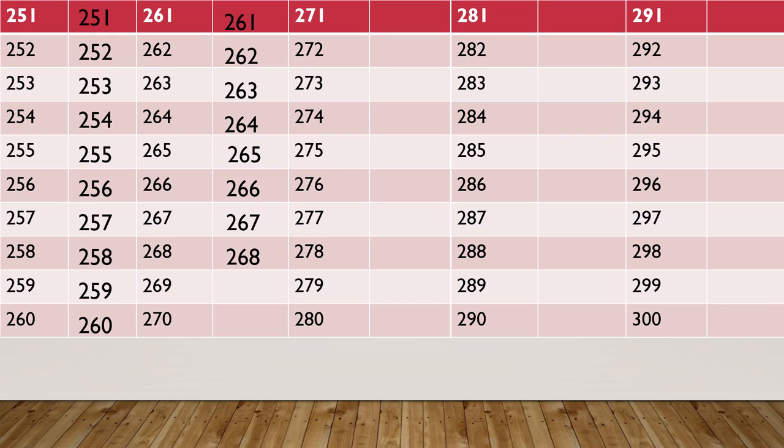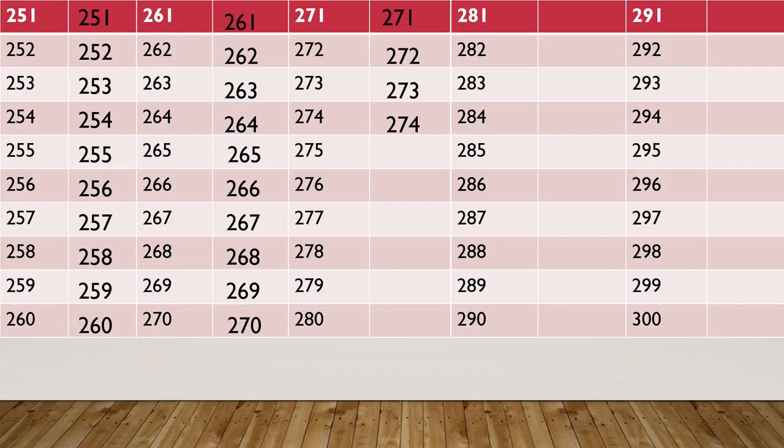Next is 269, then 269. Next is 270, then 270. Next row is 271, then I will write here 271. Next is 272, then 272. Next is 273, then 273. Next is 274, then I will write the same numbers, 274.